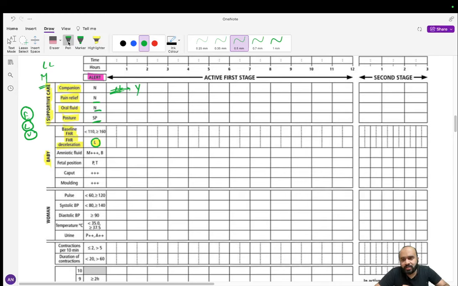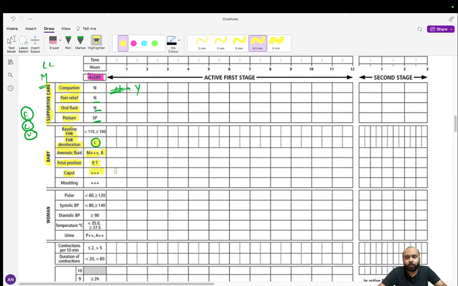Next, the amniotic fluid, you have to mention M plus plus plus is thick meconium. I've already mentioned +3 is thick meconium or blood stained, which is abruptio placentae is a bad thing to happen. So you have to look out for that. The fetal position, the alert point should be if the fetus is P, that is occipito-posterior or occipito-transverse, then you have to do something about it.